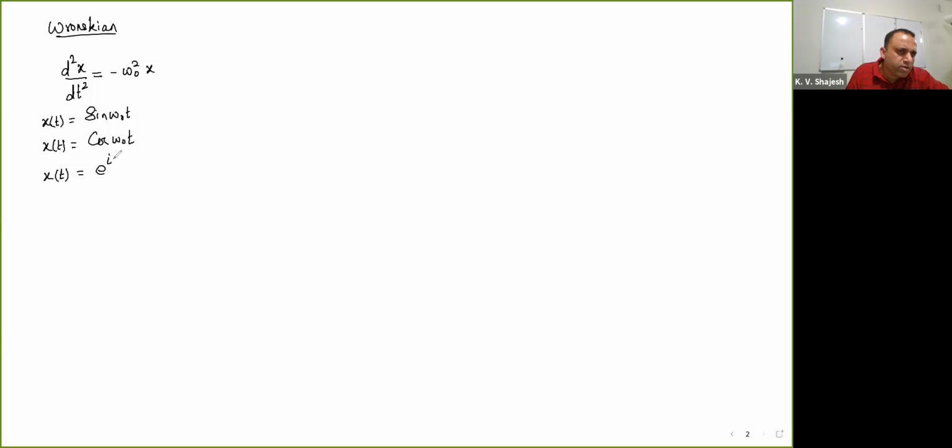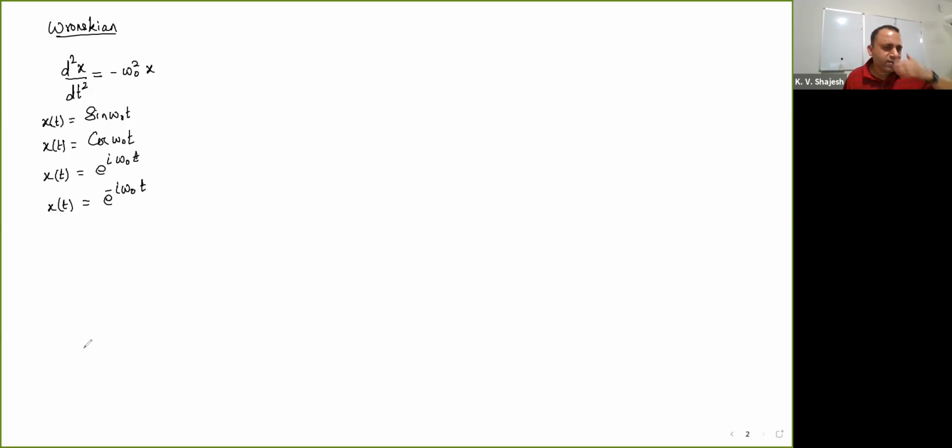How about exponential of i omega naught t? i is necessary because when you differentiate the exponential with respect to time, it gives back the coefficient in front of t. So i squared gives you a minus sign, and that takes care of the minus sign on the right hand side. So that's a solution. And actually x of t is equal to e raised to minus i omega naught t is also a solution.